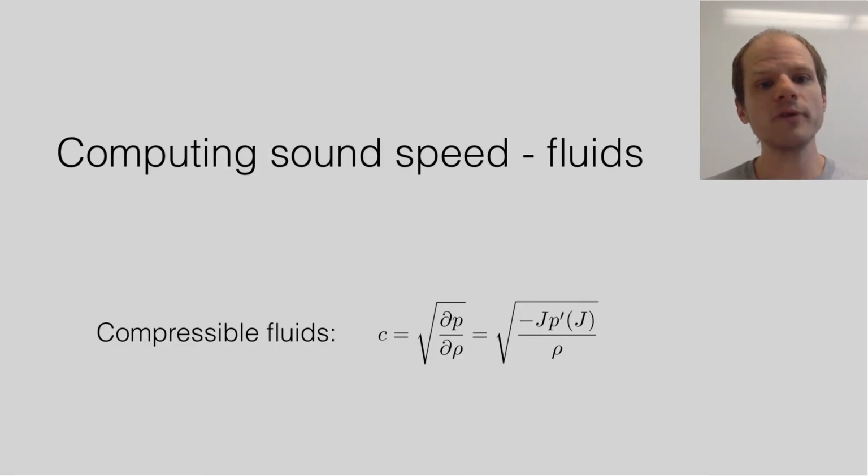In the case of fluids, the sound speed is calculated from the pressure derivative with respect to density. This formula has been known for a very long time in the computational fluid dynamics community and is widely used for the simulation of compressible flows. In MPM, it's more common to represent compression in terms of the deformation gradient determinant J, and so the pressure is more conveniently expressed as a function of J. This gives us the second formula on the right.